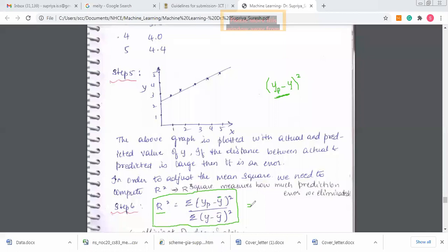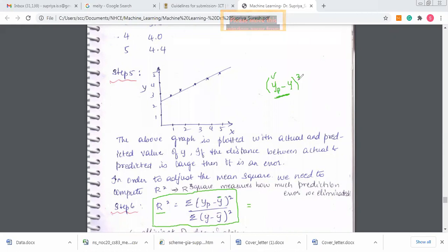So what exactly does R squared mean? You can see the above graph here, plotted with the actual and the predicted value of y. If the distances between the actual and the predicted are large, then there is an error. If the value of YP minus Y, the whole square, is large, then we say there's a lot of error. The least mean square error is more.